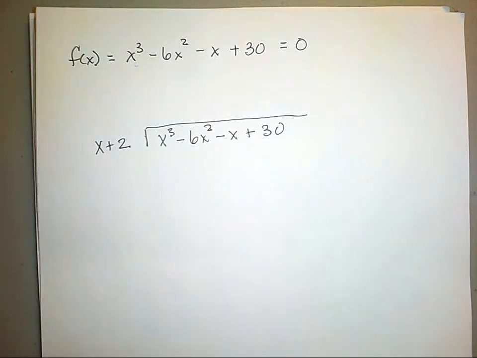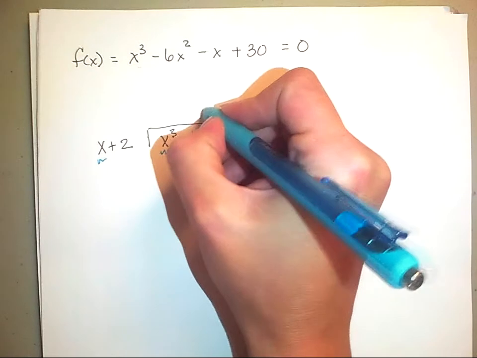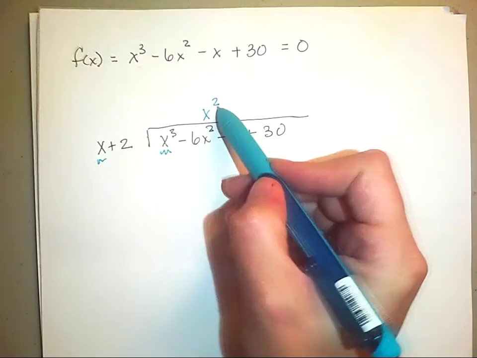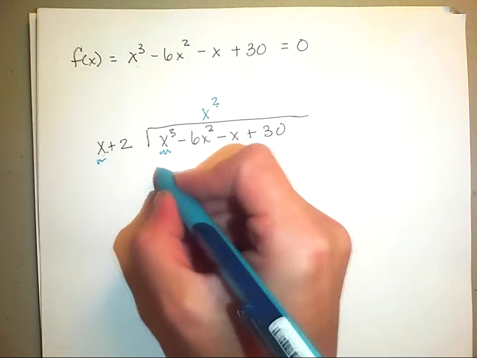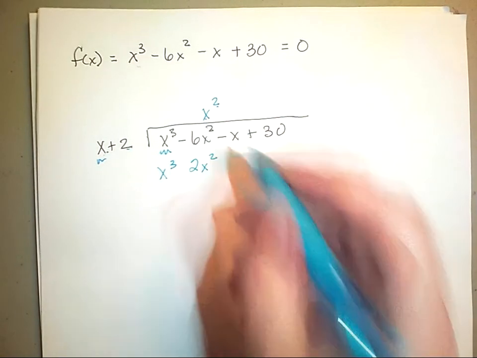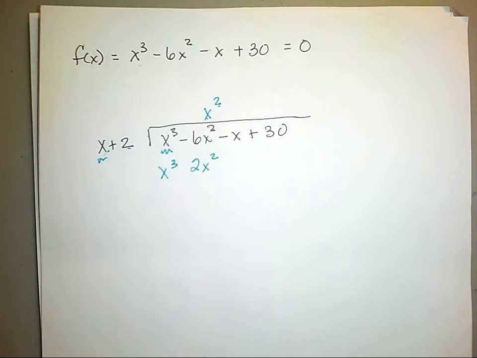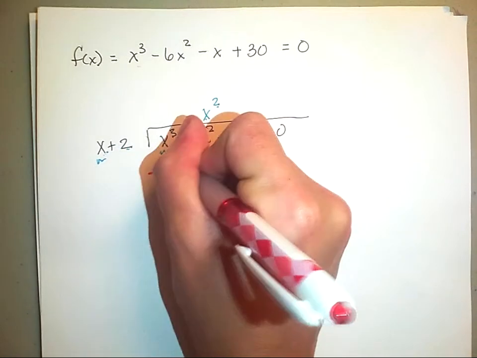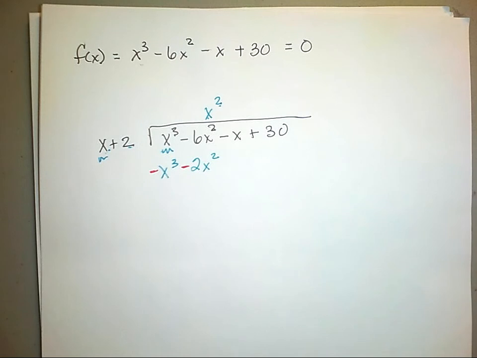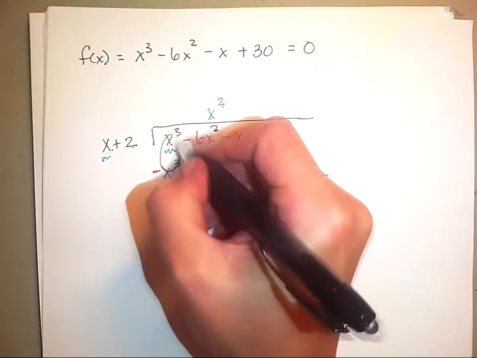x goes into x cubed, x squared times x is x cubed. 2 times x squared is 2x squared. But we're subtracting, so we'll change the signs. Okay, this goes to 0, minus 8x squared, and we'll bring down the rest.